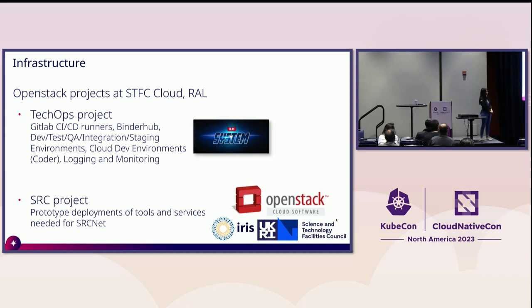And the SKA Regional Centre project, which was a smaller project of about 500 to 700 CPU, and it houses some of the prototype deployments of the kinds of tools and services we'll need for the SKA Regional Centre network. Examples here being JupyterHub or Ceph or some astronomy domain-specific tools as well, like visualization tools that are user-facing.